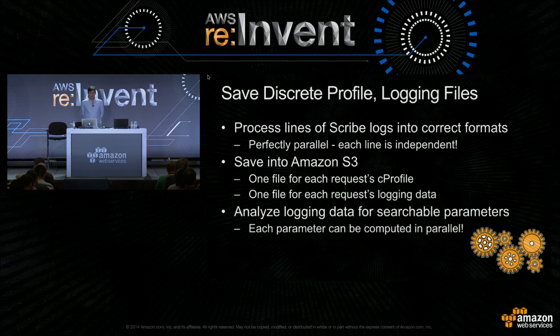So you want to take these lines of scribe logs that you've been emitting out of your context in your web app and parse them into the correct formats. And you can do this in parallel because each line is independent of one another. They're not related at all. And you can then save those into Amazon S3, one file for the profile, which allows you to keep it in a format that can be analyzed, and one file for the logging data. I believe in our case we use JSON. And you then analyze that data for searchable parameters, which once again you can do in parallel. So it starts to smell like a MapReduce job.